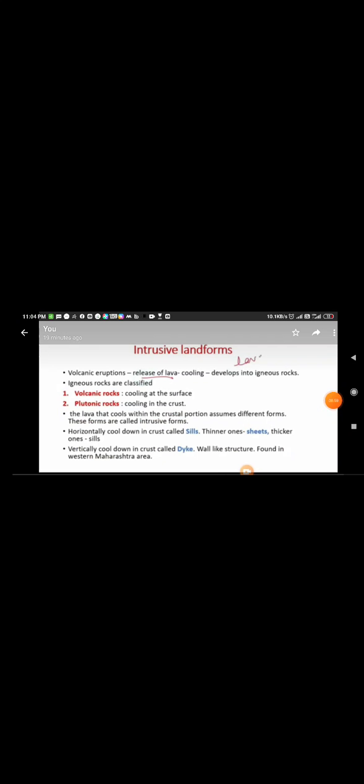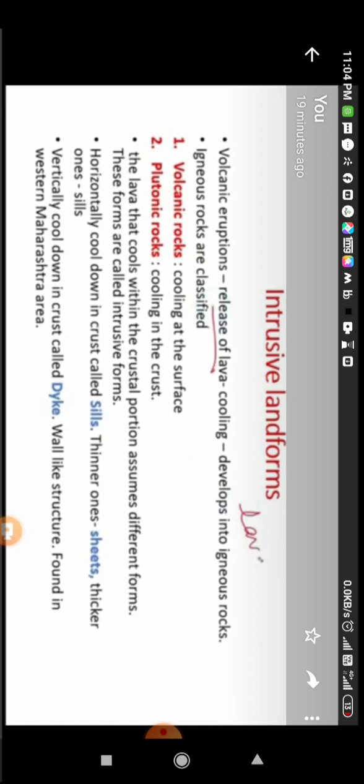We are going to learn about intrusive and extrusive landforms created by volcanic eruption. Intrusive landforms are the landforms which are created underneath the earth. Extrusive ones are those we have learned now, like the flood basalt province, volcanic mountains or calderas. These were all examples of extrusive landforms, that is, landforms created outside the earth. Now we are going to learn about the landforms created inside the earth due to volcanic eruptions.